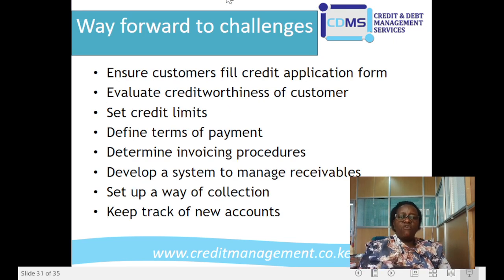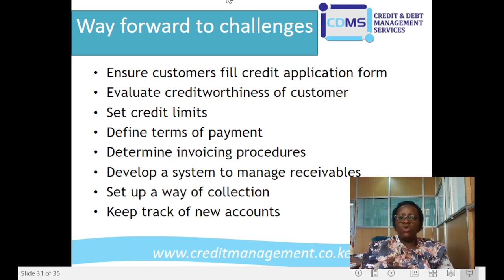So what is the way forward to challenges? How can we deter, or how can we prevent our organization from getting into so many bad debts? Number one, we should ensure that customers fill credit application forms. They are applying, they have given us their details, they have read our terms and conditions, we have stated our payment terms. The credit application form is the primary document for gathering customer information.